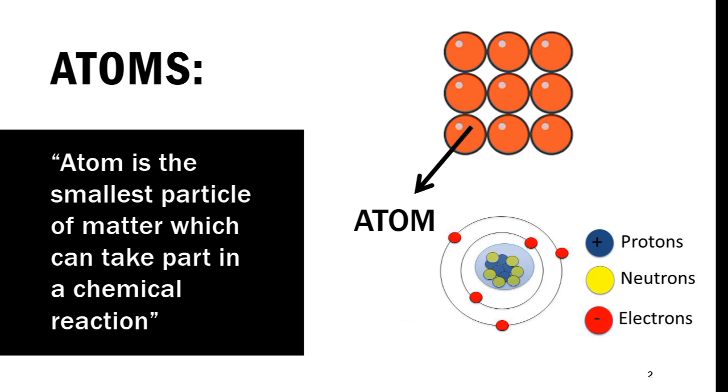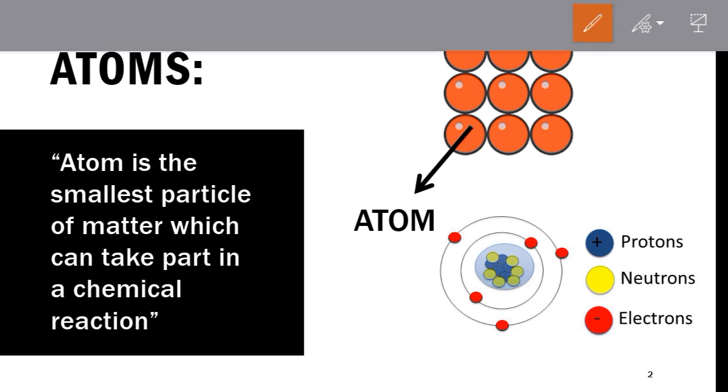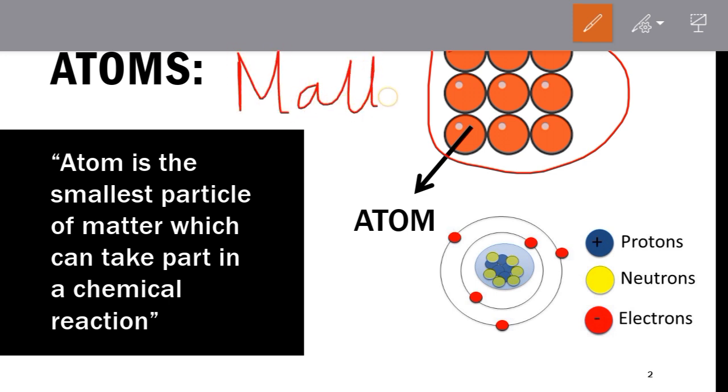If we closely look at this diagram, we can see that these circular balls are basically representing matter, and the smallest particle which is making up the whole matter is called an atom.